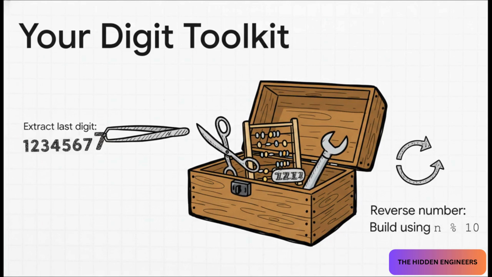Want to get the last digit of a number? Just use n % 10. That gives you the remainder when you divide by 10. Want to remove the last digit? Use integer division, n / 10. It just chops it right off. With these two simple operations in a loop, you can do anything. Count digits, reverse a number, sum its digits. Master these two, and a whole category of problems just becomes incredibly simple.